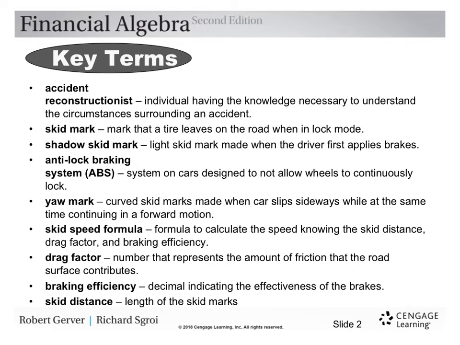The skid speed formula. This is a formula to calculate the speed, knowing the skid distance, drag factor, and braking efficiency. The drag factor is the number that represents the amount of friction that the road surface contributes. The braking efficiency is the decimal indicating the effectiveness of the brakes. 100%, or as a decimal 1, would be perfect brakes, perfect braking efficiency. Skid distance is the length of the skid marks.